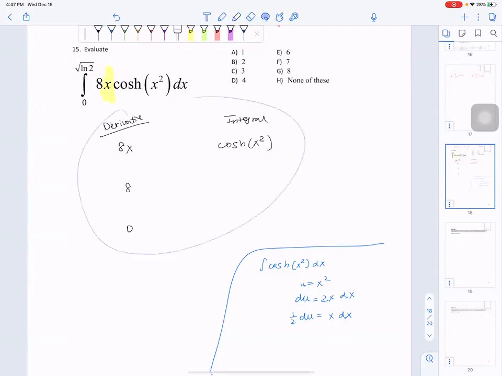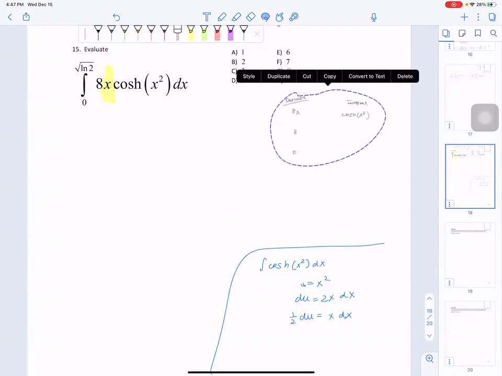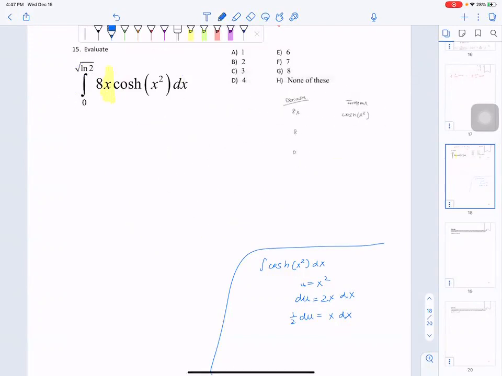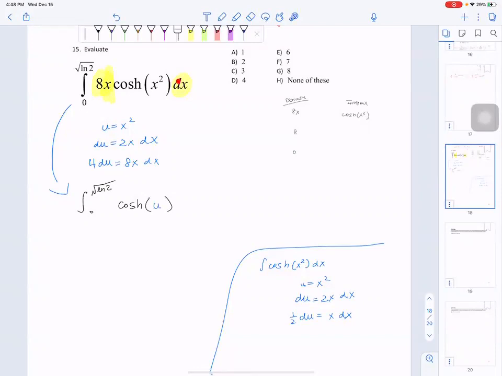So if we forget about integration by parts, let's just focus on this integral. If we choose u equals x squared, du equals 2x dx, what is left remaining? We need an 8x dx. So let's make this 4 du equals 8x dx. Now we can do u substitution. So we have this integral, where cosh of x squared is our u, and we were left with 8x dx, which we found is 4 du.